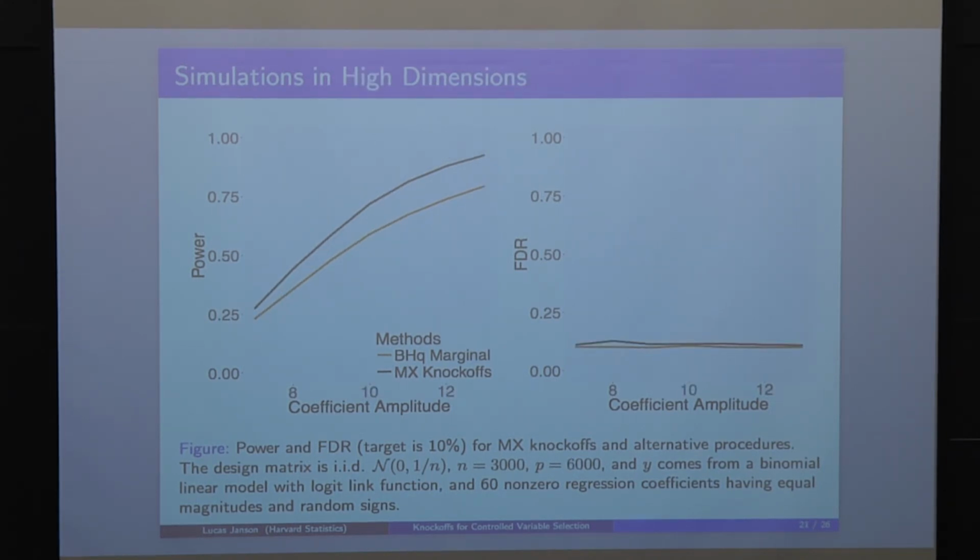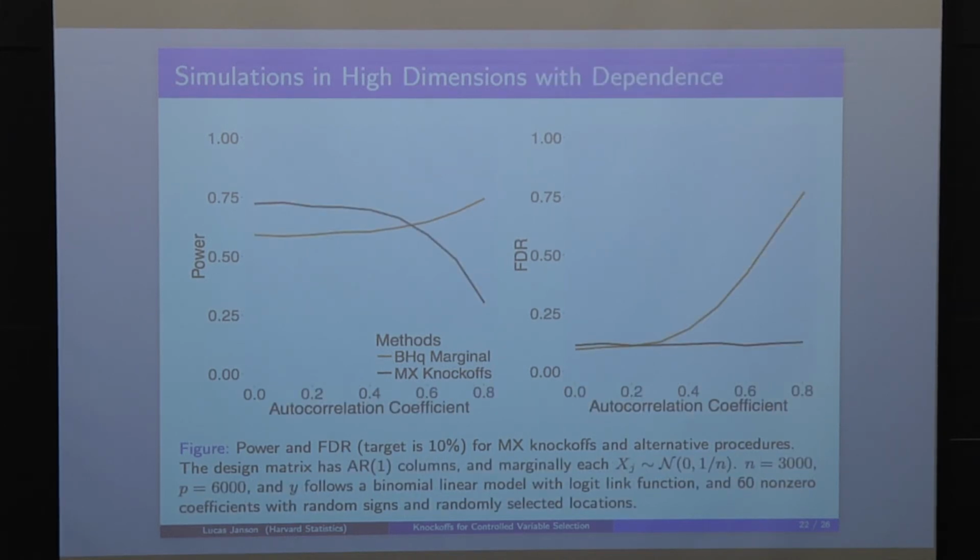Then in high dimensions, the only thing we can really compare to is marginal p-values, which are only valid if the covariates are completely independent. This is a very strong assumption on the joint distribution of the covariates. And as soon as we break that assumption, we see that marginal p-values aren't doing what we want. And even when they are doing what we want, our method is more powerful.